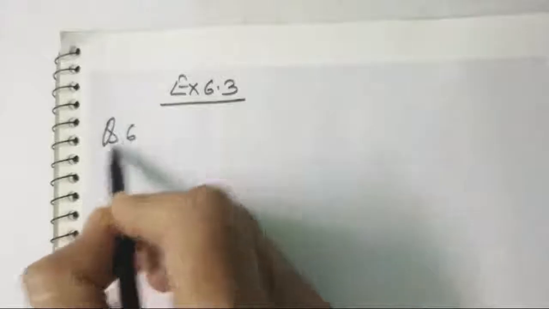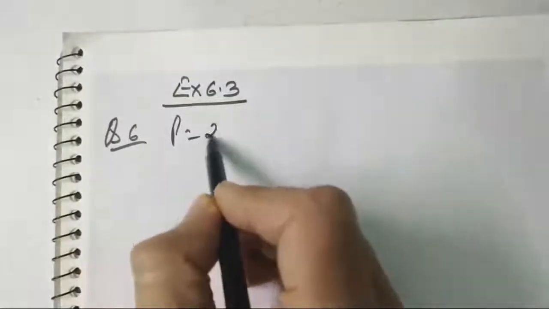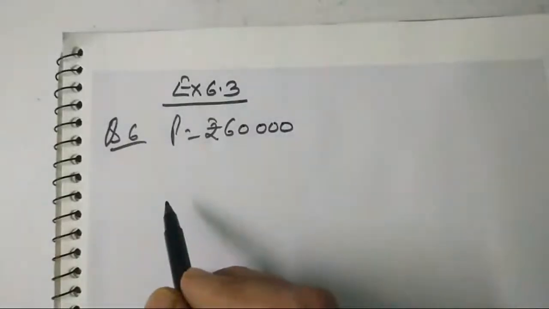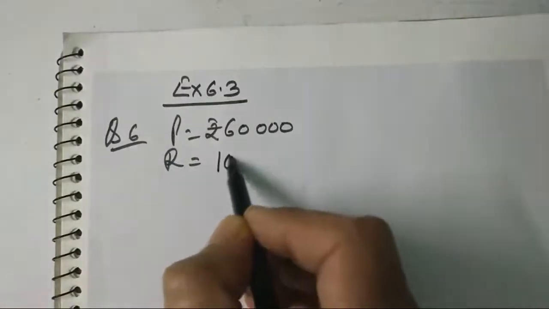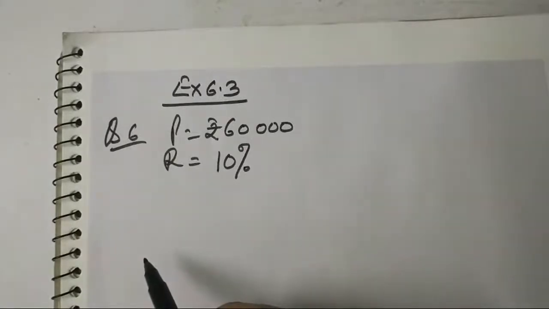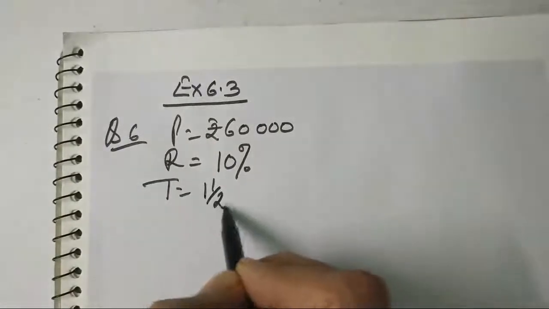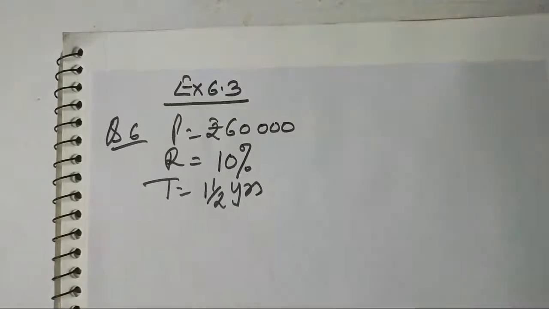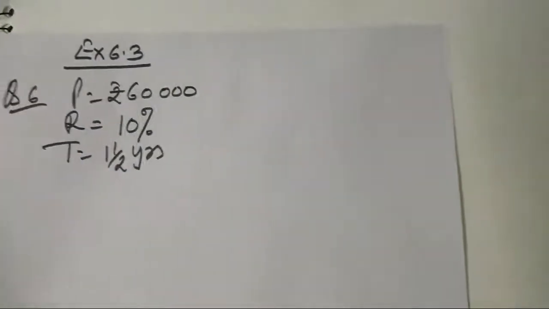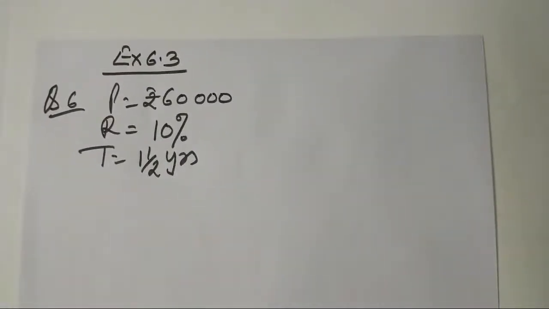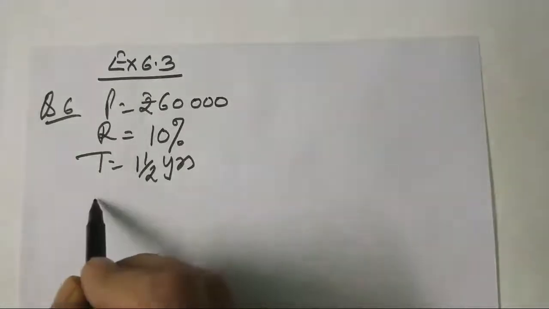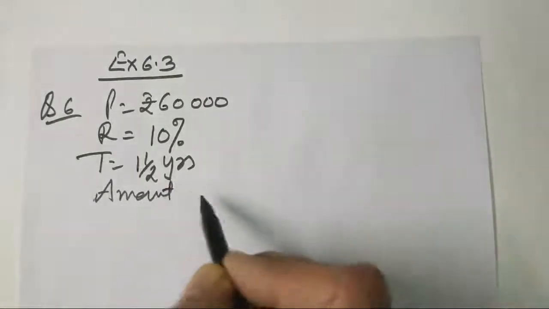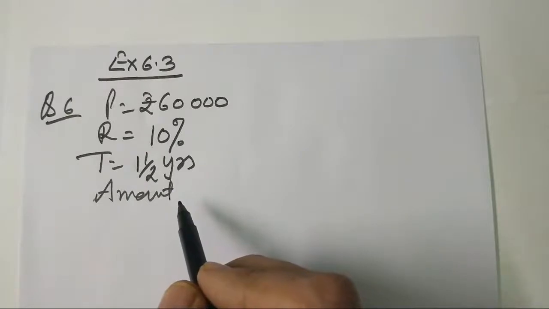So this is question number 6, and there is a principal given, rupees 60,000 from a bank. The rate of interest is 10% per annum. Find the difference in amount. Time is 1.5 years. So these are the 3 things given, and you have to find the difference in amount when the interest is compounded annually.